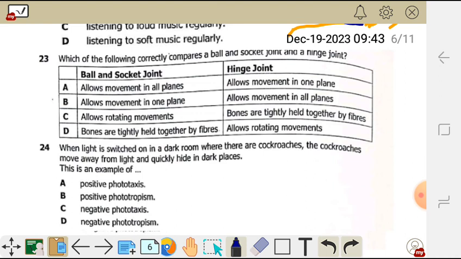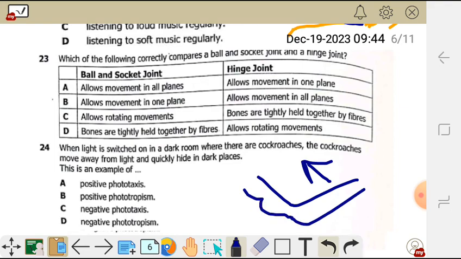So a hinge joint is a joint which only allows movement in one plane. So, for example, the elbow joint. The elbow joint is going to allow movement only in this plane. Only. The hand can't move in this direction here on this joint. It can only move in that direction. So that is an example of a hinge joint.